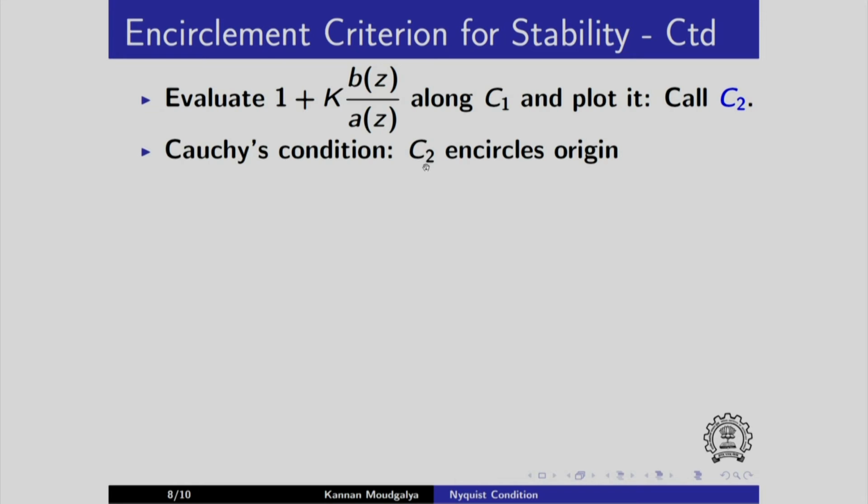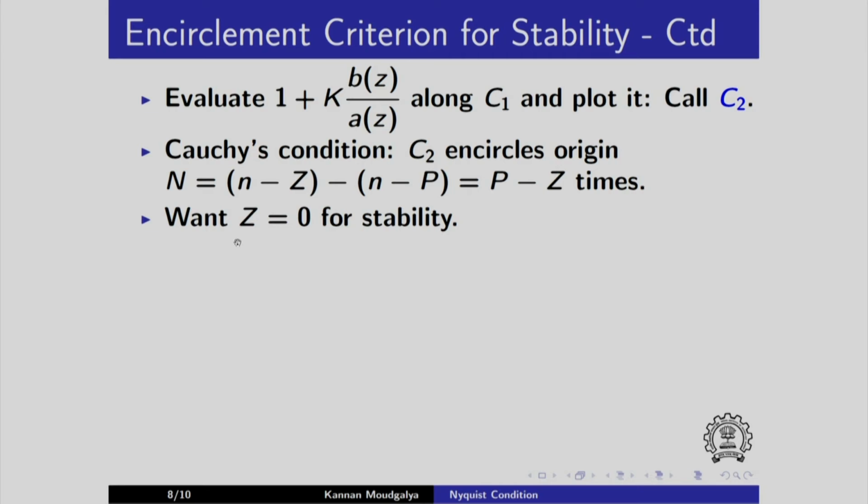What is Cauchy's condition? C2 will encircle the origin N times, where N is equal to number of zeros inside the unit circle minus number of poles inside the unit circle. Remember, however, that we have chosen capital Z to be the number of zeros outside the unit circle, so that is the reason why we have to subtract this. So this will be the number of zeros inside the unit circle, this will be the number of poles inside the unit circle, and this condition comes from Cauchy's principle. And when I simplify it, I get P minus Z times.